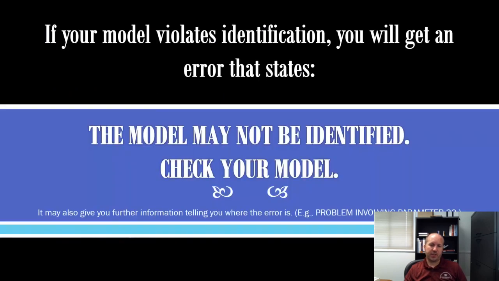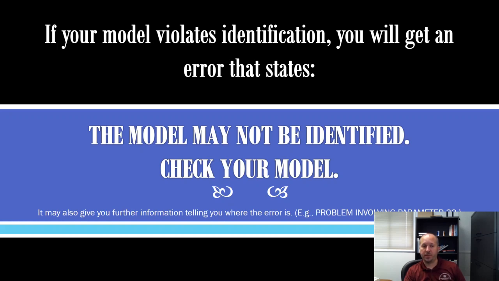So that covers this lecture on identification. I've shown you how to determine your degrees of freedom to know whether your model is over, just, or under-identified. And keep in mind that if your model is under-identified, M+ will scream out to you with an error and say the model may not be identified. Check your model. It may still give you an estimation, depending on the severity of the under-identification if you do have that issue. But it will give you that error term and say the model may not be identified.